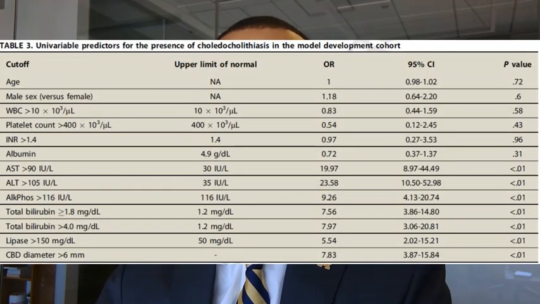366 patients met our inclusion criteria. 65 of these patients, or 17.8%, were found to have choledocholithiasis. In our model development cohort, univariable analysis identified multiple risk factors predictive for choledocholithiasis. This included serum transaminases greater than 3 times the upper limit of normal, lipase greater than 3 times the upper limit of normal, alkaline phosphatase above normal, total bilirubin greater than 1.8, total bilirubin greater than 4, and transabdominal ultrasound common bile duct diameter greater than 6 millimeters.